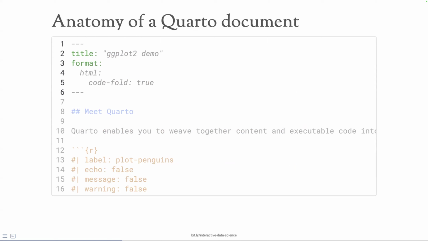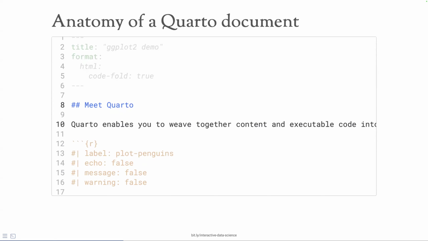So in this case, it's saying I want to produce an HTML format. I can provide additional options like code fold true, which means the code within the document should collapse so that it's not immediately visible unless somebody clicks it to open it up. And so the YAML heading, just to reiterate, is the kind of metadata of your document.